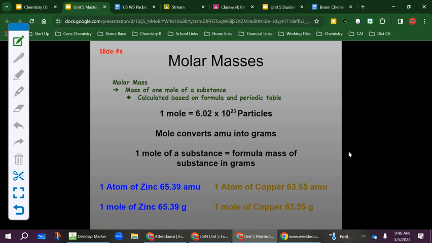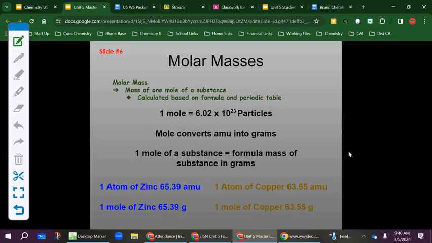Here's a mole of lead. How do I know? Because I put 207.2 grams of lead in this container. Therefore, there are 6.02 times 10 to the 23rd atoms of lead in here. Why atoms? That's what makes up the element lead.